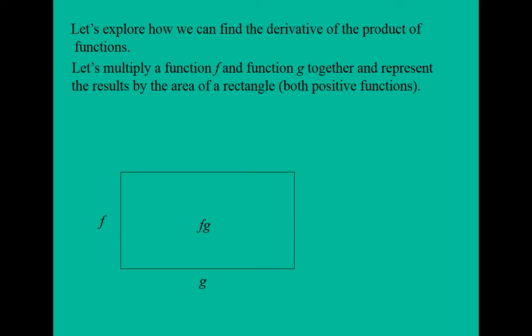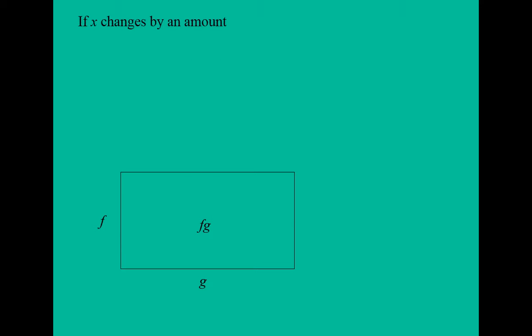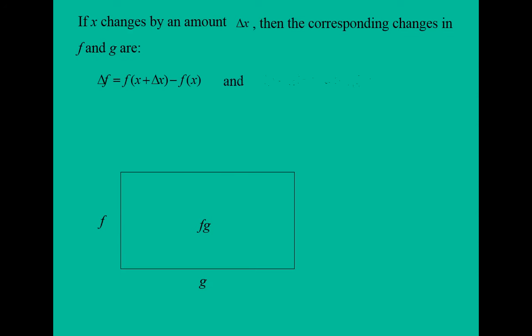Now we're going to take small changes in f and g, and we'll call those delta x. So if x changes by an amount delta x, then the corresponding changes in f and g are, we can see, delta f, the change in f, would be f of x plus delta x minus f of x. That would be the change in f. Likewise, the change in g would be g of x plus delta x minus g of x. That would give us simply the change in g.